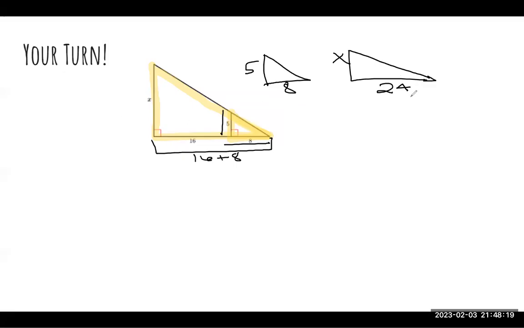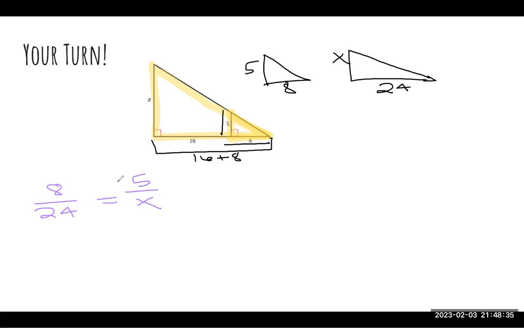All right, so now we're going to go ahead and find our corresponding sides. So we know that this 5 and X correspond. We know this 8 and this 24. So 8 over 24 is equal to 5 over X.